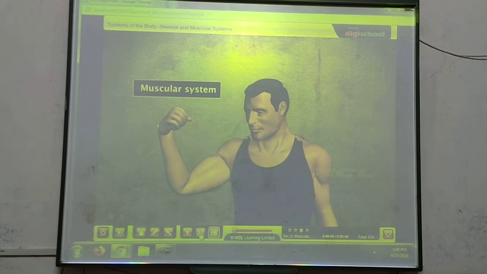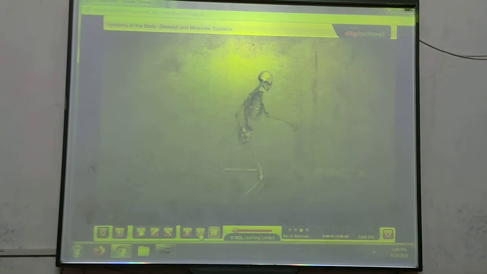Our muscular system is made up of over 630 muscles. The muscular system works closely with the skeletal system and forms part of the body's framework. So what do muscles do? The muscular system allows movement of the body.